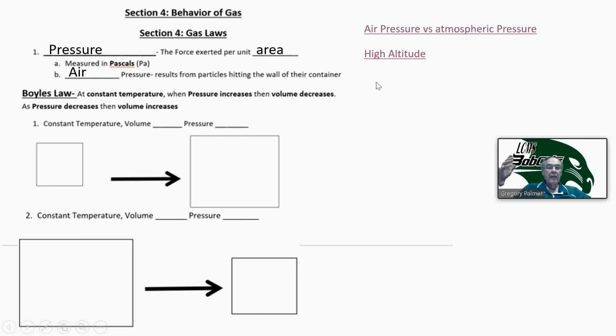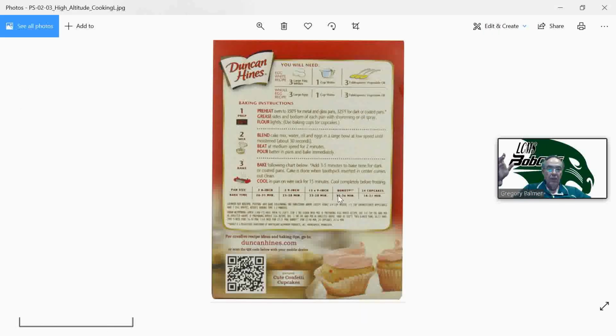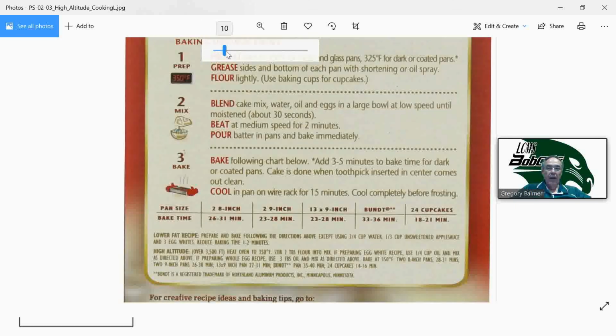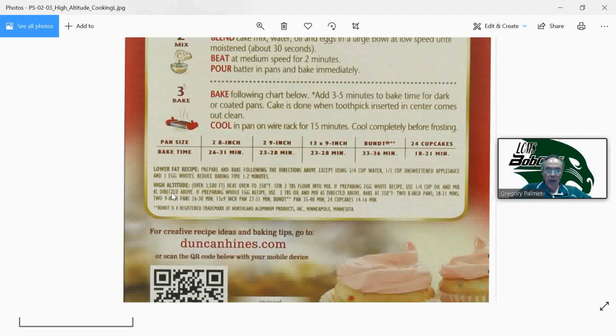Now, one of the things that happens at these higher altitudes is it does affect the boiling point of water. So I wanted to share this box of cake mix, and I wanted you to see here where it says high altitude, over 3,500 feet. Heat the oven to the same temperature, okay, but it tells you to cook the food longer.